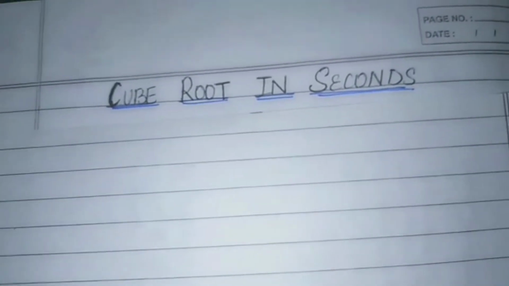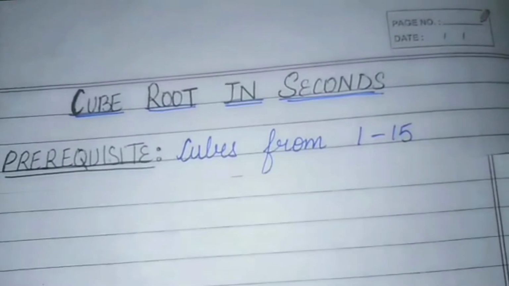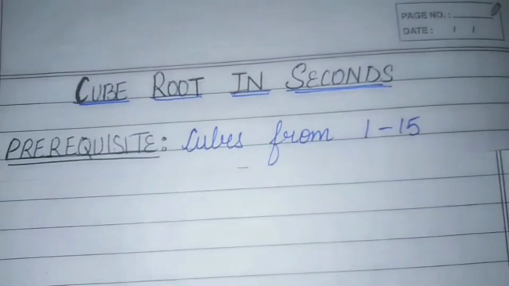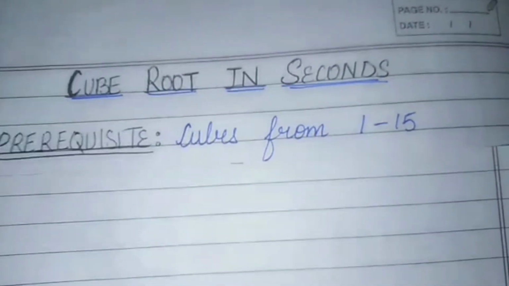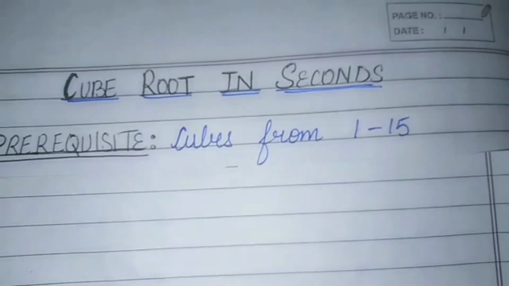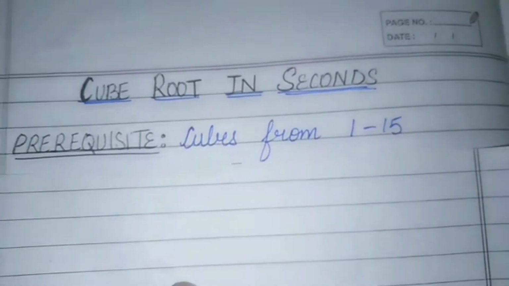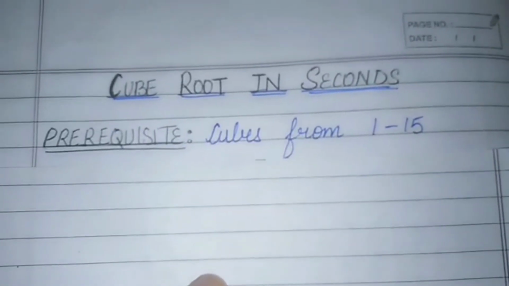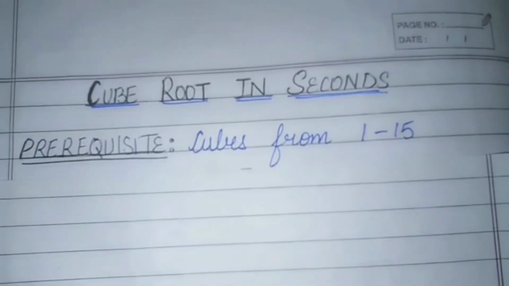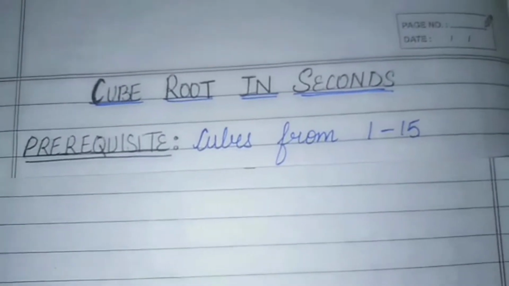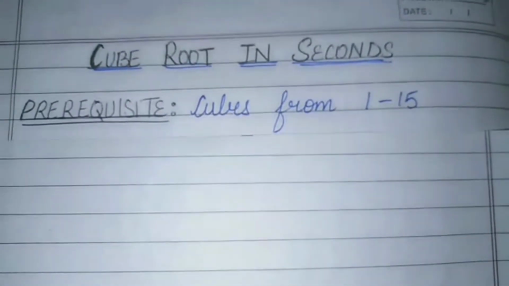So let's talk about the prerequisite for this topic, that is cube root in seconds. The prerequisite is cubes from 1 to 15. You have to learn the cubes from 1 to 15 to find cube roots in just seconds. Yes, you can find cube roots in just seconds using Vedic Maths, and I learned it from the Vedic Maths course itself, and it is quite easy. First of all, let's have a look at cubes from 1 to 15.